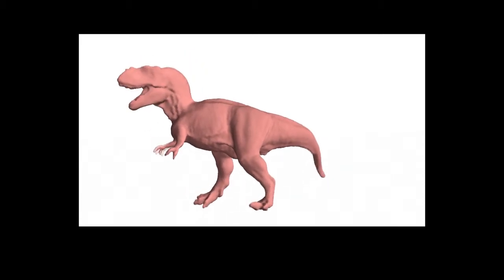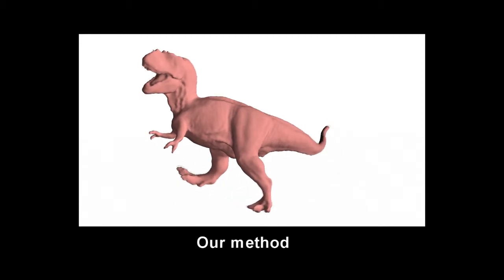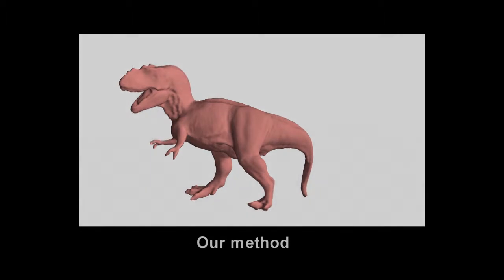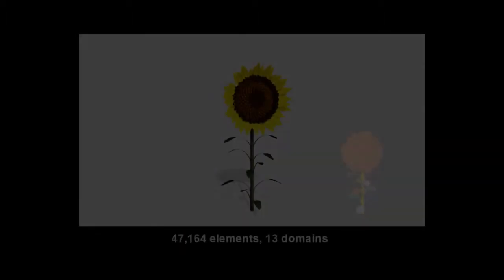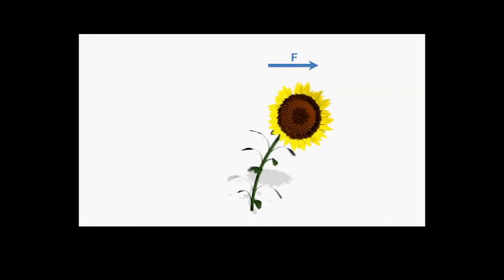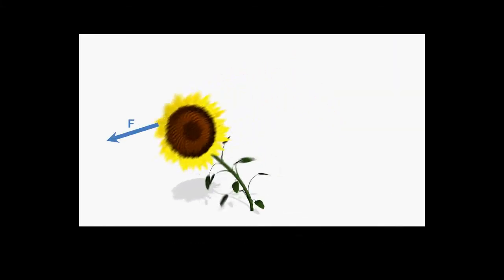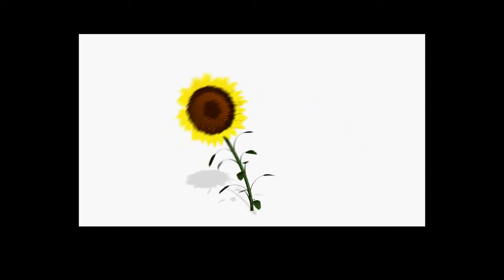Our method avoids boundary locking and overconstraint. Domains are exactly coupled without any artifacts, and a plausible result is produced. Our method is able to handle large deformations well. The sunflower model consists of about 47,000 elements with 13 domains. Leaves are assigned higher order inertia modes and softer material.